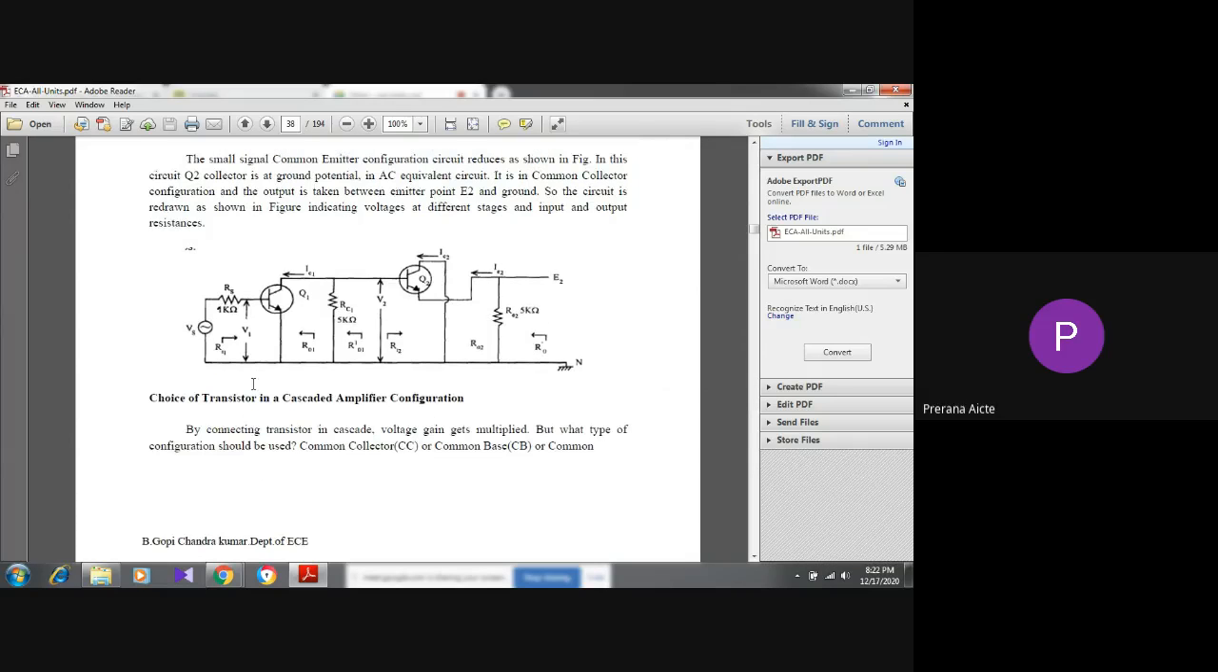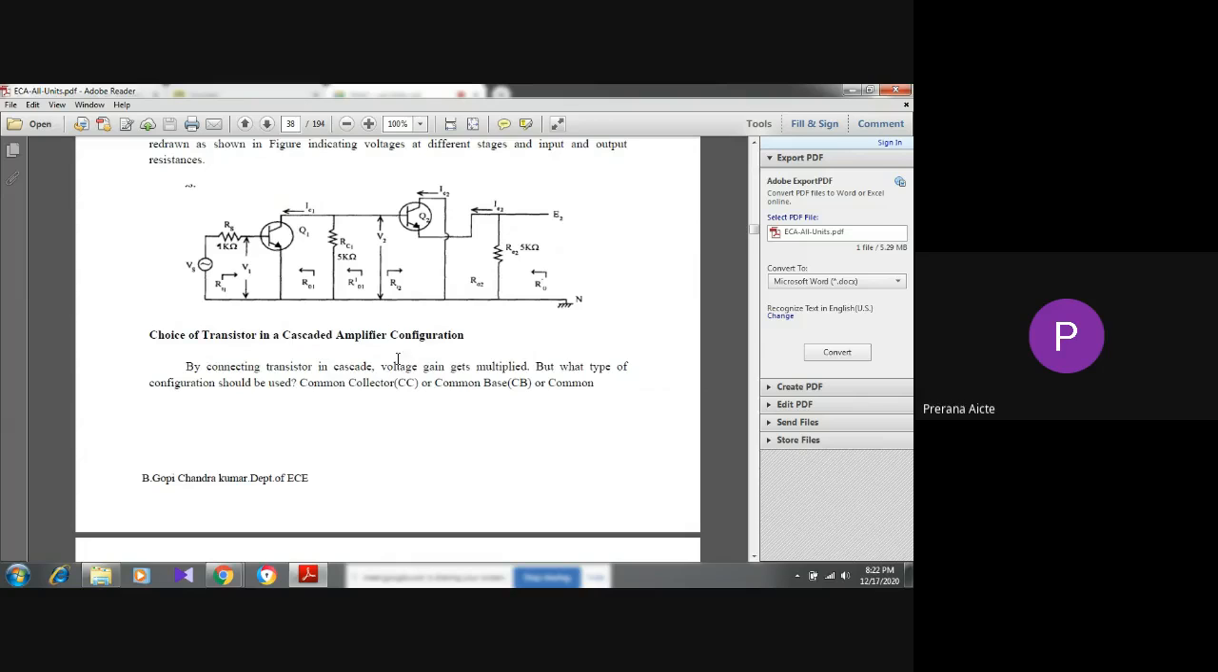And in this figure, what are the elements? Ri1 means input resistance of the first stage. Ro1 means output resistance of the first stage. Ro1 dash is the total output resistance of the first stage considering RC1. Similarly, Ri2 is the input resistance of the second stage, Ro2 is the output resistance, and Ro dash is the total output resistance of the stage.